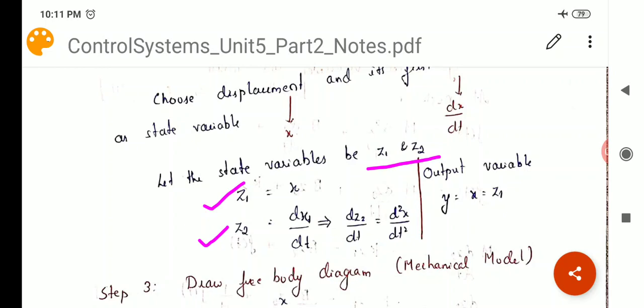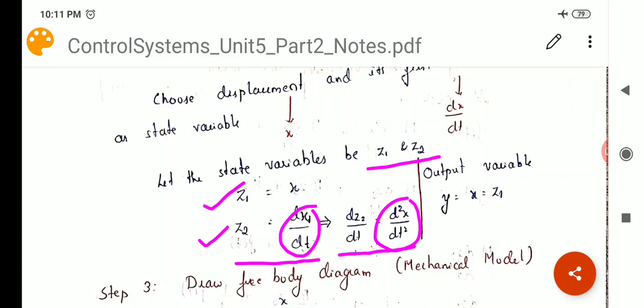Now I calculate dz2 by dt. I differentiate on both sides. You have this equation z2 equal to dx by dt. So if you differentiate on both the sides, what do I get? Differentiation of z2 is dz2 by dt, and differentiation of dx by dt is d square x by dt square. Okay, so I am doing this because it is required further.